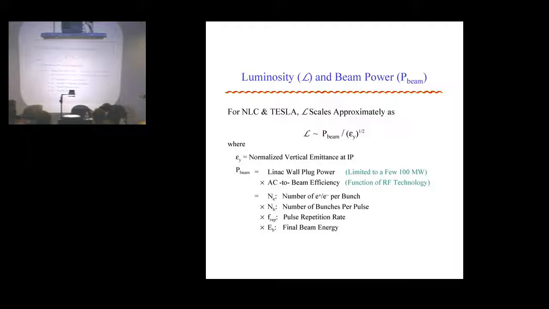So you can write that the beam power is just basically the wall plug power times the efficiency of the machine to deliver AC to the beam. In practical terms, the wall plug power is limited to a few hundred megawatts from cooling and operation cost issues. And then the efficiency is a function of the technology, and I'll go through that in some detail. Also how you divide up the beam in terms of the number of bunches in the bunch train is also a function of the technology, as you'll see, and it's quite different for these two approaches.